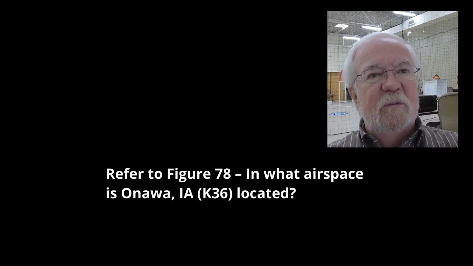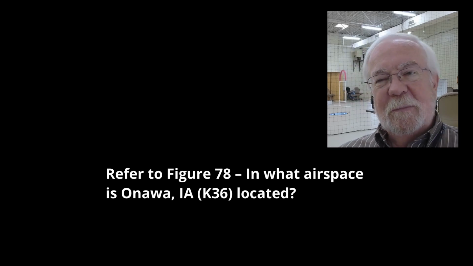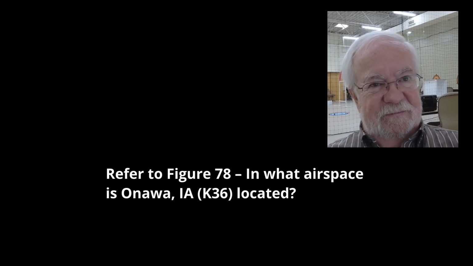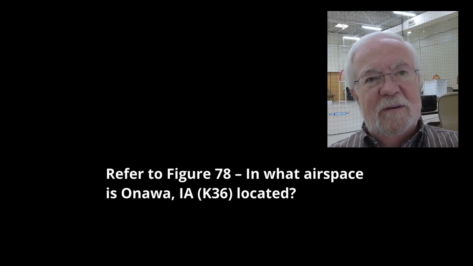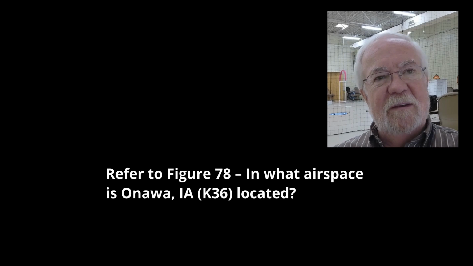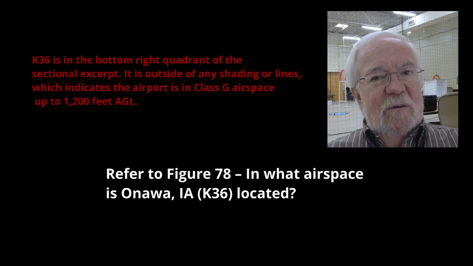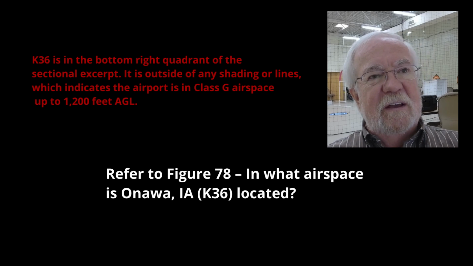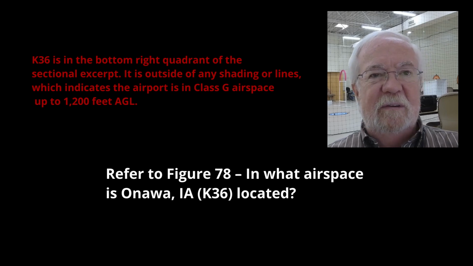Refer to Figure 78. What airspace is Onawa, Iowa, K36 located? So Figure 78. Find Onawa about 2/3 of the way down the Figure 78. And you'll find that it's not within a shaded area, so it's Class G airspace up to 1,200 feet above ground level.